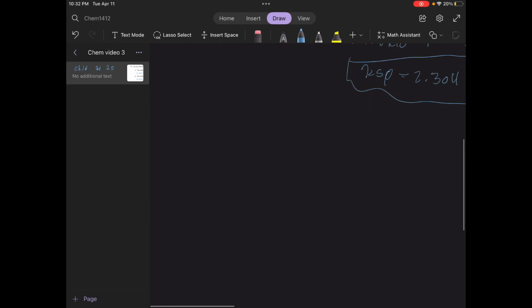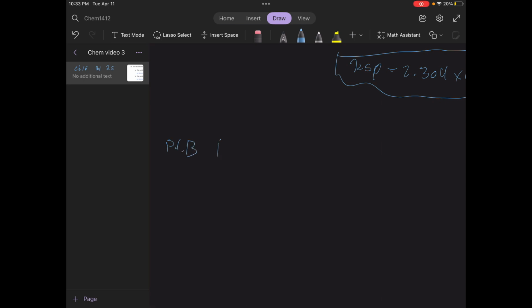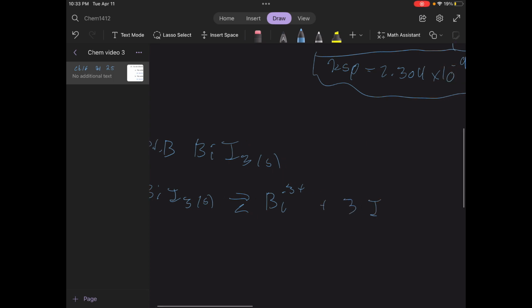And for part B, it's asking for BiI3, bismuth iodide solid. So here we write our equation again. BiI3 completely dissociates to Bi3+ plus 3I-. And make sure to make the states aqueous and aqueous.